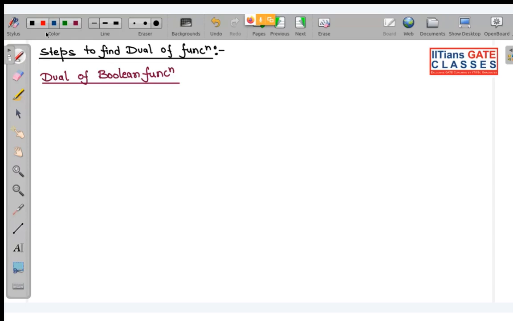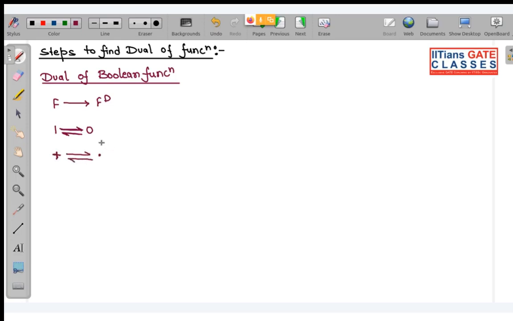What is the dual of a Boolean function? If you have a Boolean function, let me denote it by f. The dual, which I am denoting by f of d, you will get by interchanging 1 to 0 and 0 to 1, and interchanging the plus, meaning OR, with AND, or the AND with OR.